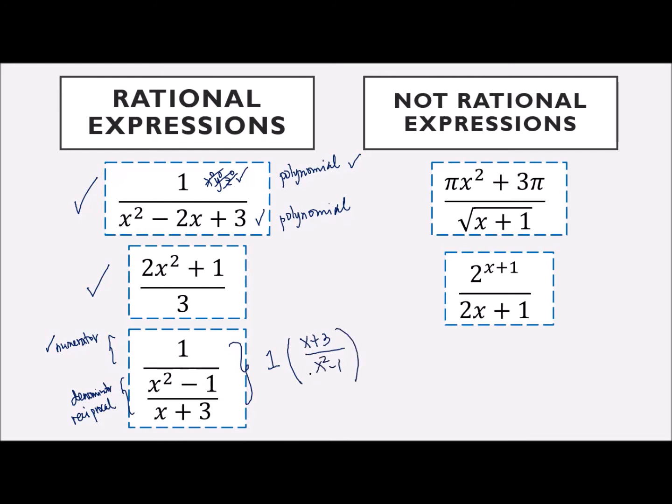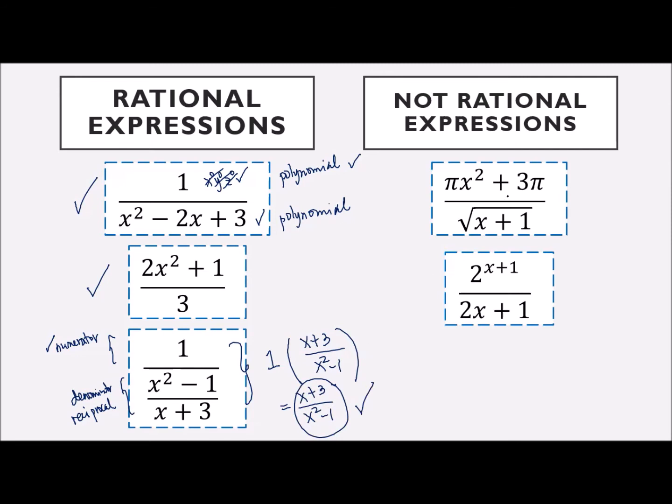Any number or any expression multiplied by 1, except for 0, the answer here is the expression itself. So, magiging sagot dyan, x plus 3 over x squared minus 1. And this one is still a polynomial. Meron polynomial sa x plus 3, polynomial din sa x squared minus 1. So, this one is a rational expression. Okay? I hope that's clear.